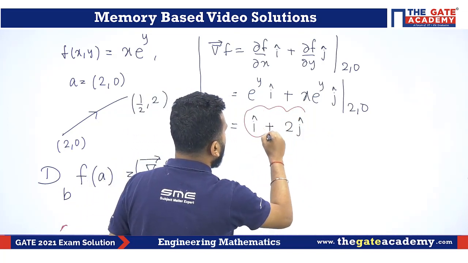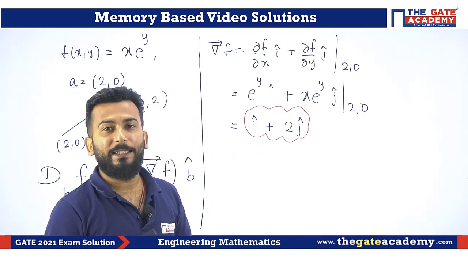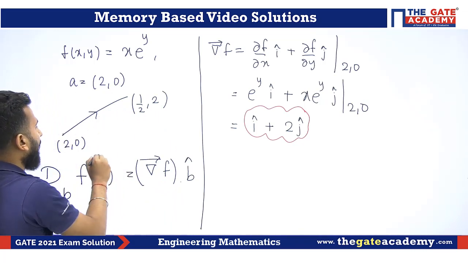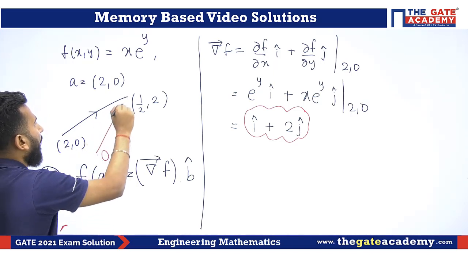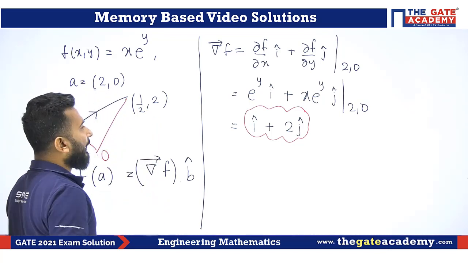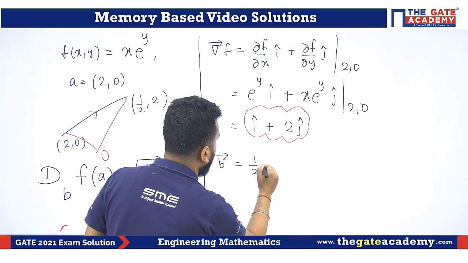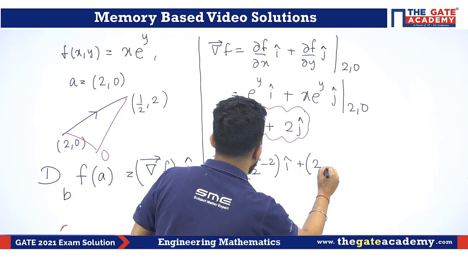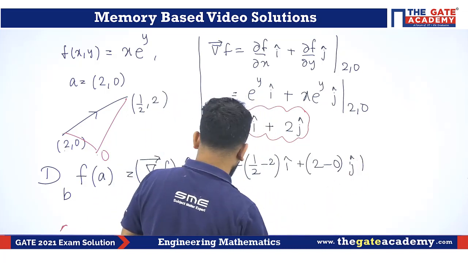This is the gradient that you have got. Now the next step is finding the b vector. It is clearly mentioned that this is along this line. If I consider this as origin, then this point minus this point, right? x2 minus x1 I cap plus y2 minus y1 j cap. So the b vector is half minus 2 I cap plus 2 minus 0 j cap, right?